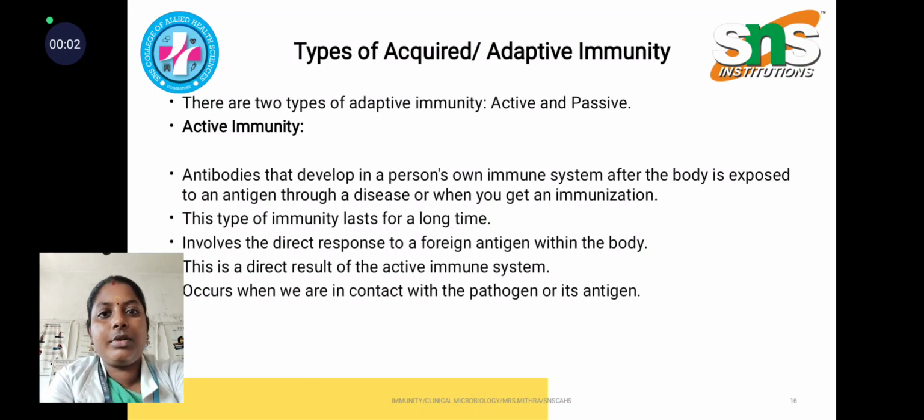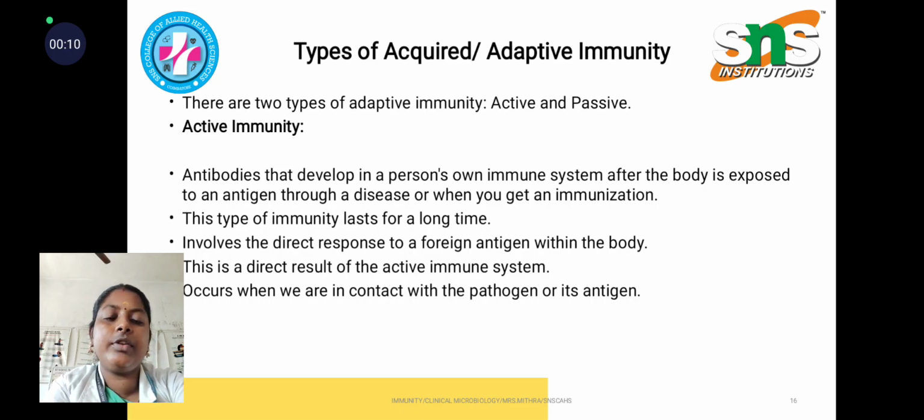So in the last chapter we have seen what immunity is and what the types of immunity are, natural and adaptive. Coming to the types of adaptive immunity, or acquired immunity, there are mainly two types: active immunity and passive immunity. Coming to active immunity, these are antibodies that develop in a person's own immune system after the body is exposed to an antigen, and this type of immunity lasts for a long time.